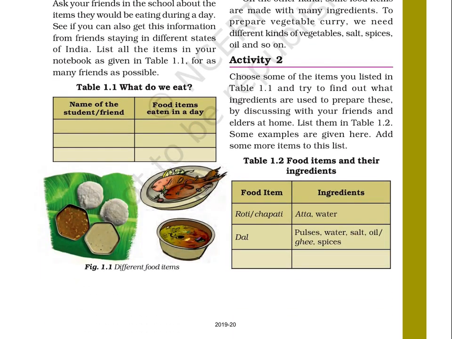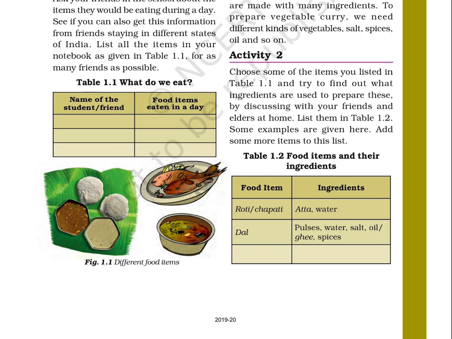Activity 2. Choose some of the items you listed in Table 1.1 and try to find out what ingredients are used to prepare these by discussing with your friends and elders at home. List them in Table 1.2. Some examples are given here. Add some more items to this list. Table 1.2 Food items and their ingredients. Column 1 Food item. Column 2 Ingredients.